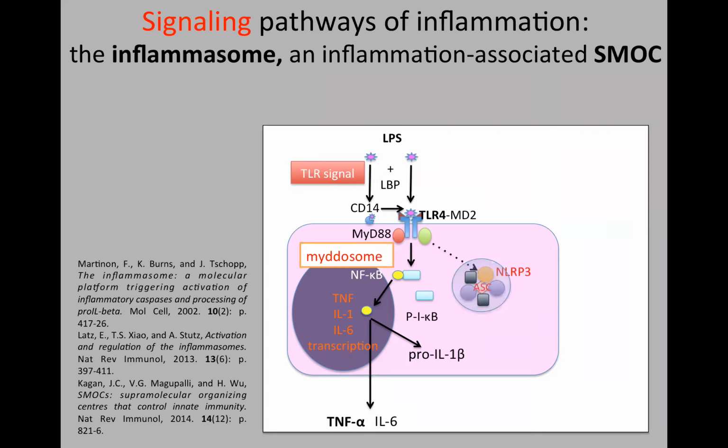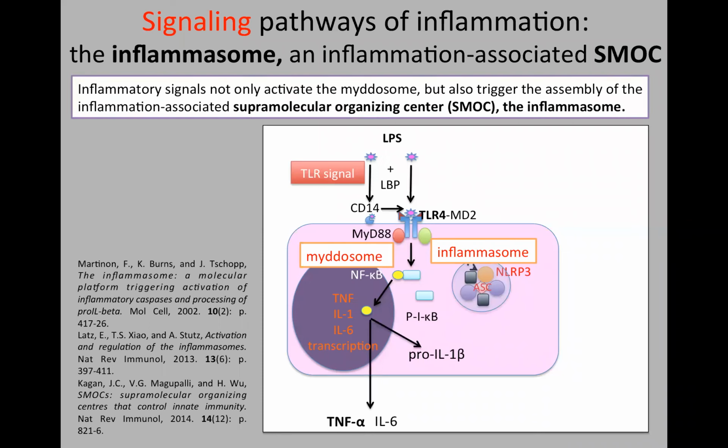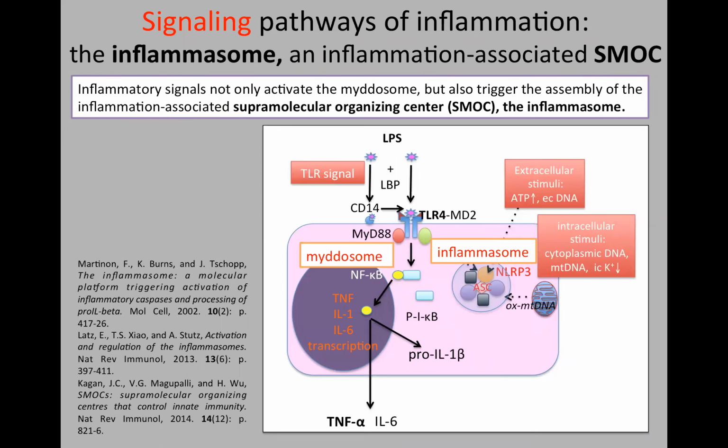For a long time, they believed that the inflammasome was simultaneously activated by the LPS receptor complex. Now we believe that inflammasomes are rather activated by other extracellular or intracellular stimuli, which will sense minor changes in the homeostasis of the cells. So for example, if extracellular ATP molecules are present or extracellular DNA molecules, or free mitochondrial DNA is released into the cytoplasm, or the potassium level changes inside the cells, that can induce an inflammasome activation.